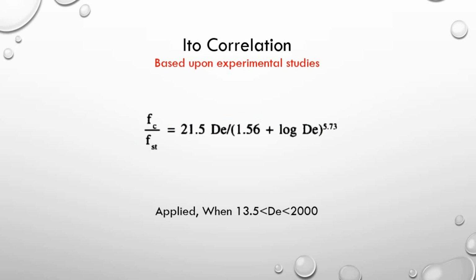The next relationship is provided by Ito for different limitations and different values of the Dean number.